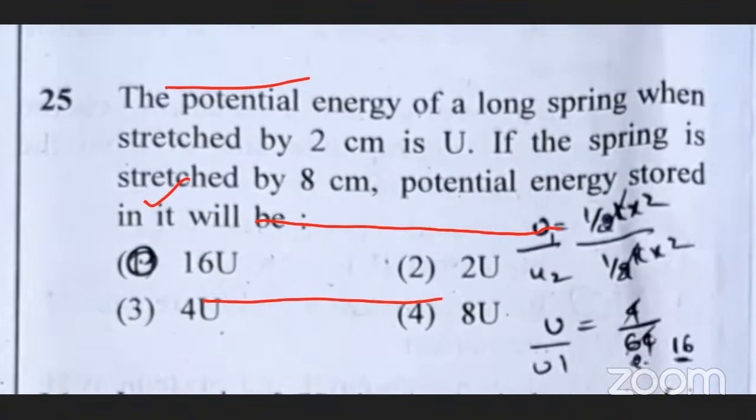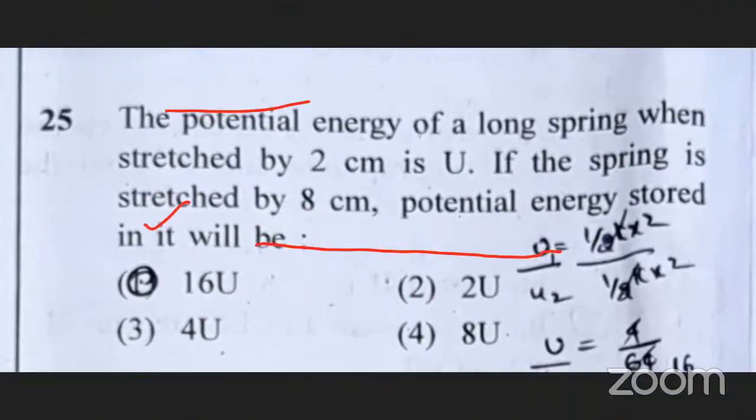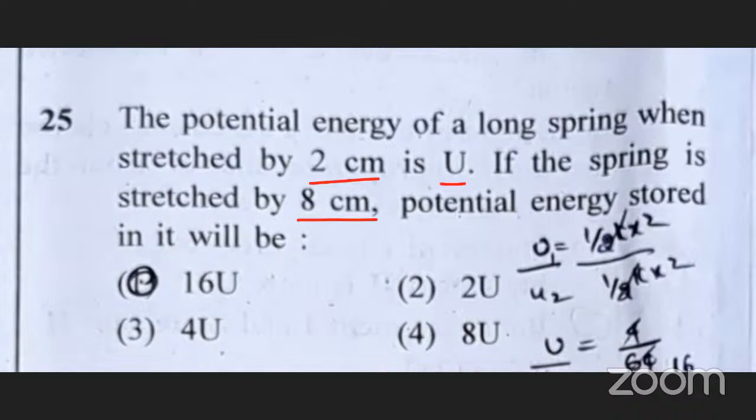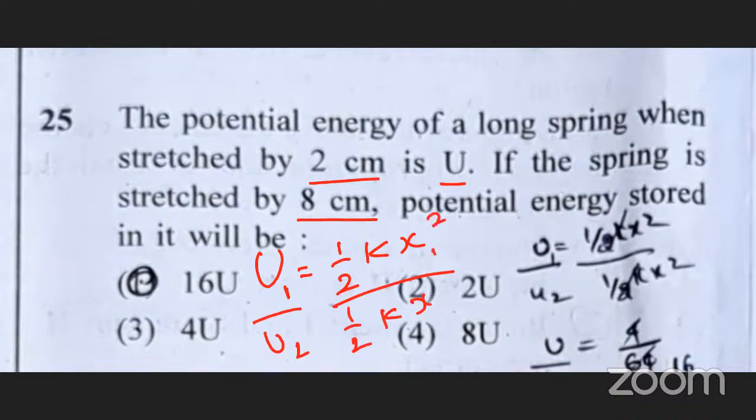Then the next question. The potential energy of a long spring is given as u when stretched by 2 centimeters. If the spring is stretched by 8 centimeters, we need to find the potential energy. We know the formula. For 2 centimeter, let us take u1 equal to half k x1 square. So this is the potential energy for the first spring, and the potential energy of the second spring is u2, half k x2 square.